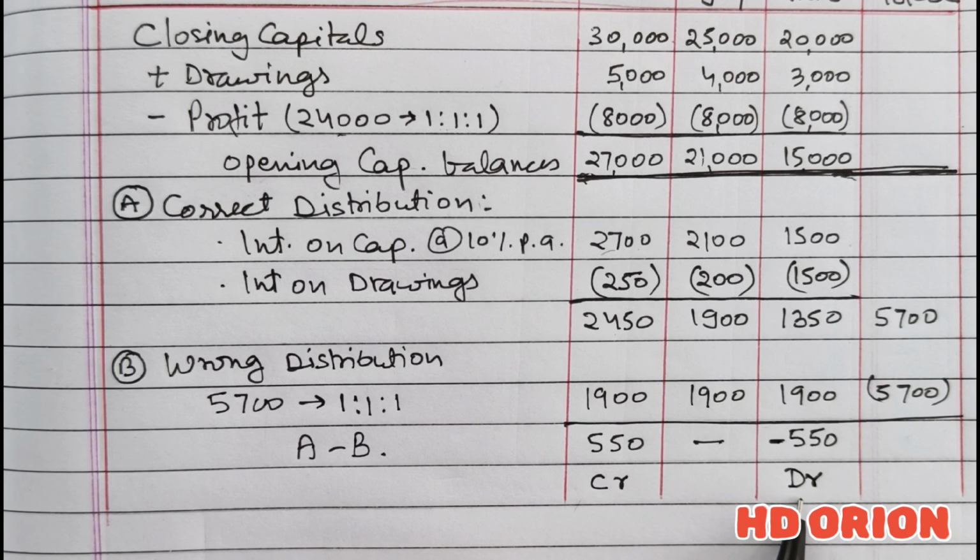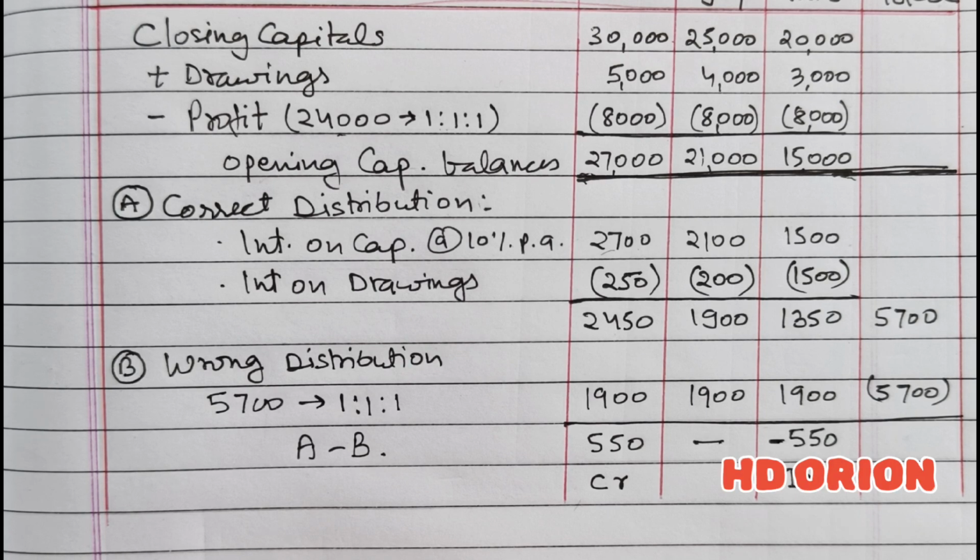Here the third partner, that is Anil's capital account, will be debited by rupees 550 and Mohan's capital account will be credited with the same amount 550, because the amount which has been wrongly paid to one partner is the deficit amount to the other partner. So debit and credit amounts you will always find equal. If you are not getting these amounts equal, it means you have miscalculated somewhere. So you need to keep a check on this.